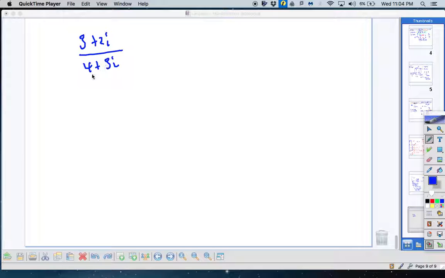The way we're going to rationalize the bottom so that we don't have a complex number is we're going to multiply by the complex conjugate. Okay, so we're going to use the complex conjugate and we're going to multiply. And first off, we better figure out what a complex conjugate is.